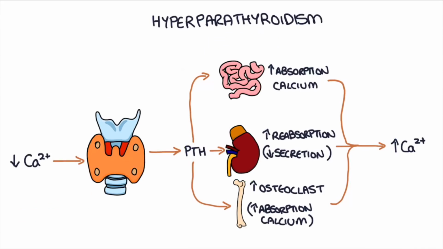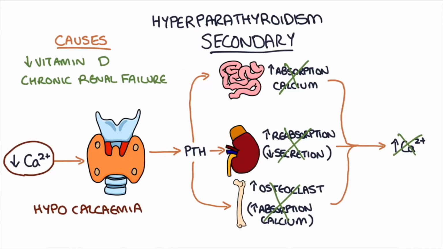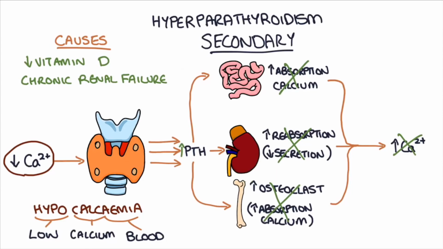The next cause of an abnormally high parathyroid hormone is called secondary hyperparathyroidism. And this is where either insufficient vitamin D or chronic renal failure leads to reduced absorption of calcium from the intestines, kidneys and bones. This leads to hypocalcemia, or a low level of calcium in the blood, and the parathyroid glands react to this low level of calcium by secreting more parathyroid hormone to try and compensate. Over time, the total number of cells in the parathyroid gland increases as they respond to the increased need to produce parathyroid hormone.